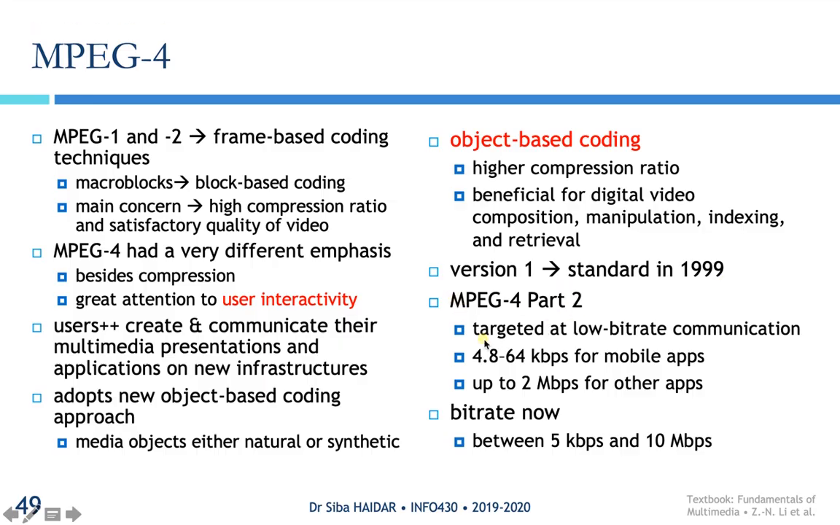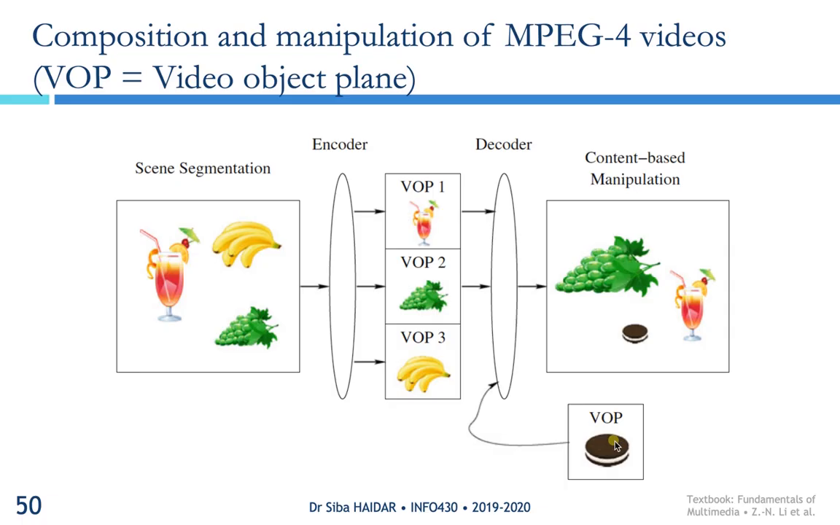MPEG-4 Part 2 is targeted at low bitrate, but now it can have from 5 kilobits per second until 10 megabits per second. So this is a very big range now, and it is up to 2 megabits per second in some apps.